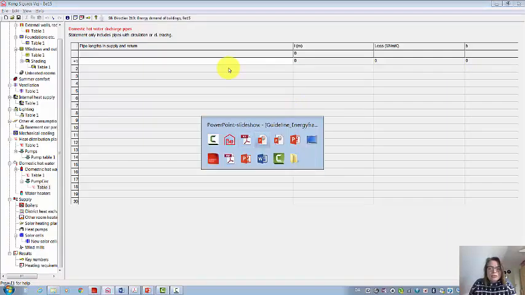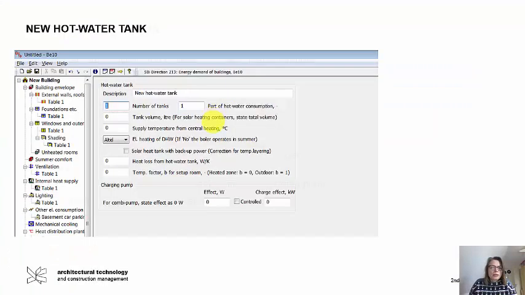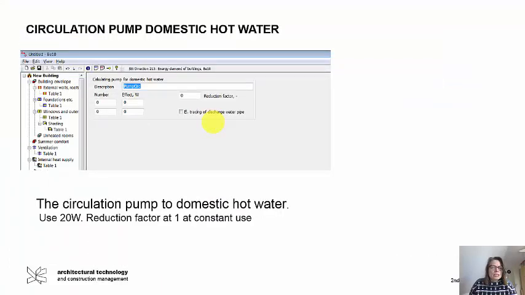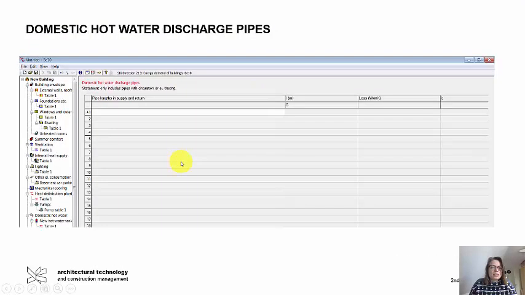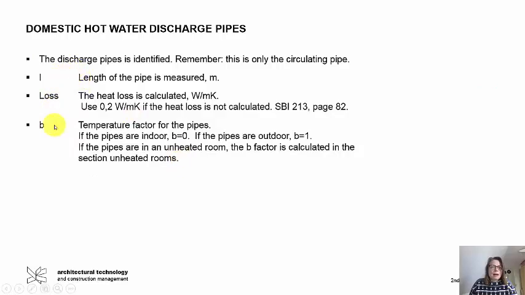If I just go to the guideline and I go down, then you can see we have the information about the circulation pump and about the pipe here.